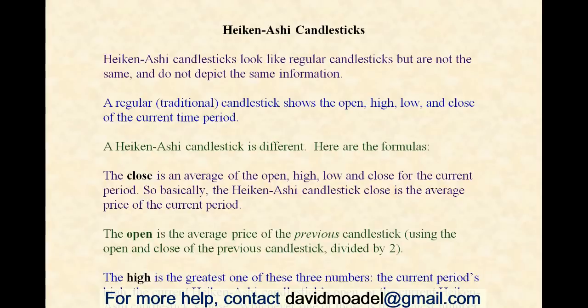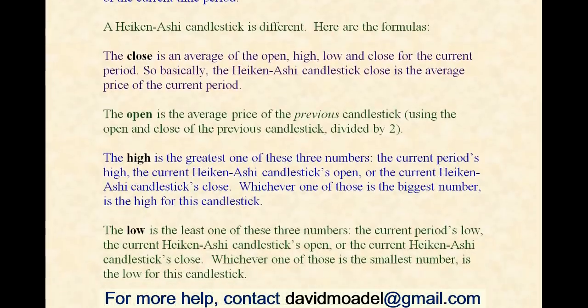All right, Heikin Ashi candlesticks look like regular candlesticks, but are not the same, and do not depict the same information. A regular or traditional candlestick shows the open, high, low, and close of the current time period. A Heikin Ashi candlestick is different. So here are the formulas. And you don't need to memorize the formulas necessarily, but it's good to be aware of them.